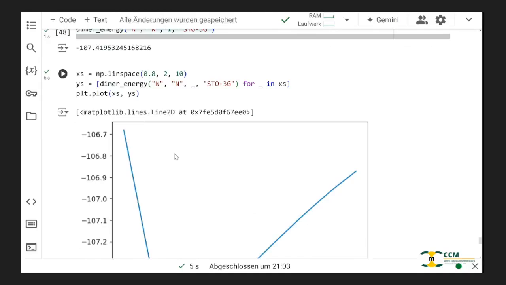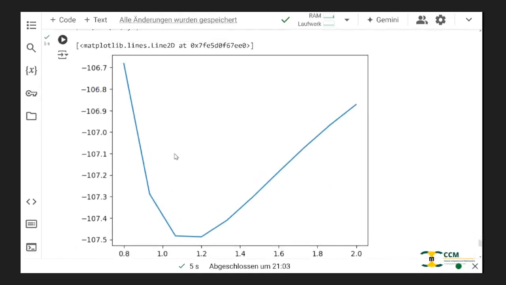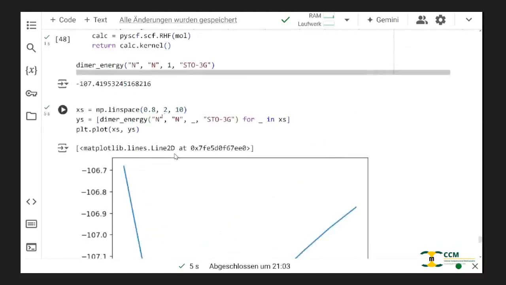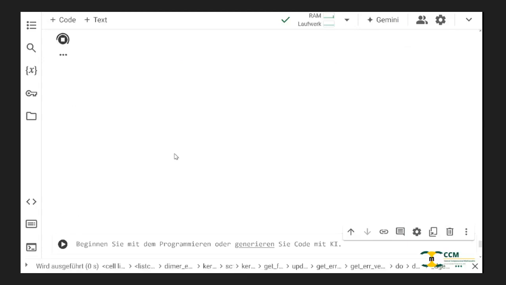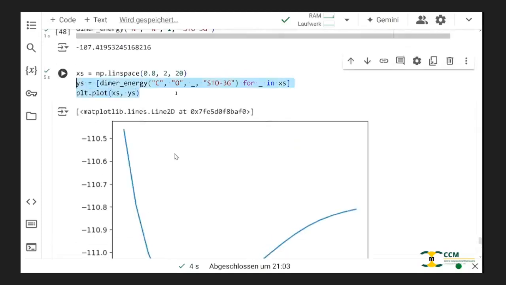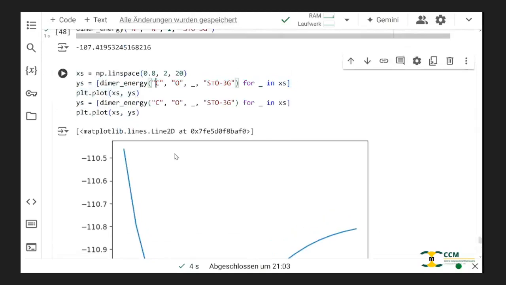We plot it, then we get a beautiful curve. Of course, it's so discrete down here because of the number of points I can check. And now I can change this to say CO, and let's take a few more points. Run it again. And this is the bonding potential for CO, which looks slightly different. Now we can plot both of them on top of each other.